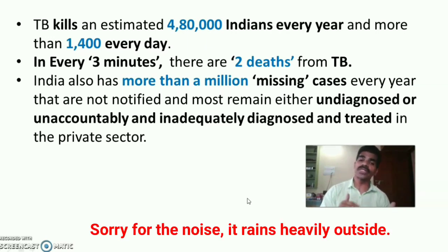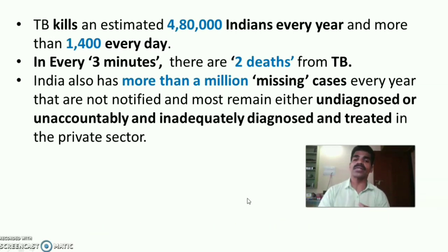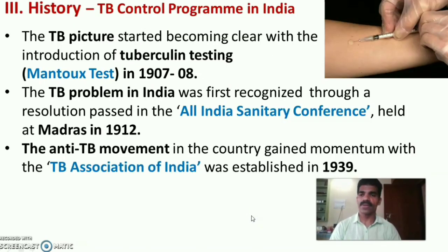In addition to that, unfortunately, we have more than 1 million missing cases every year, because we could not get a proper diagnosis or notification of the TB patients. Most of these TB patients may be undiagnosed, or inadequately diagnosed and treated by the private sector in India, that means private hospitals and institutions. So more than 1 million cases go missing every year for proper diagnosis and treatment. That is also another significant problem for the government in tackling and eliminating TB from India.